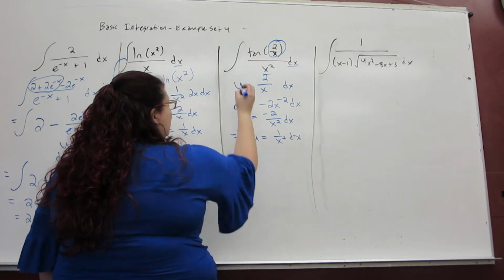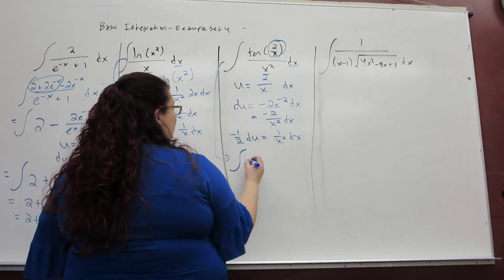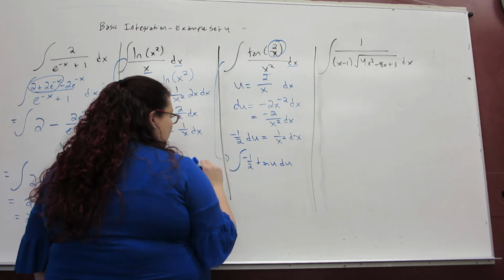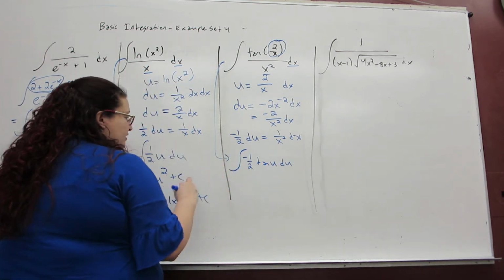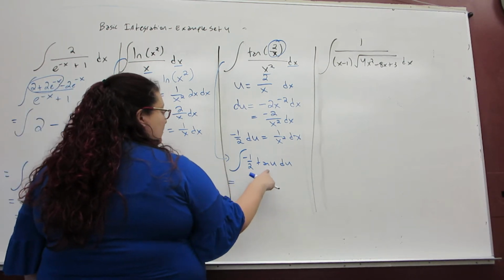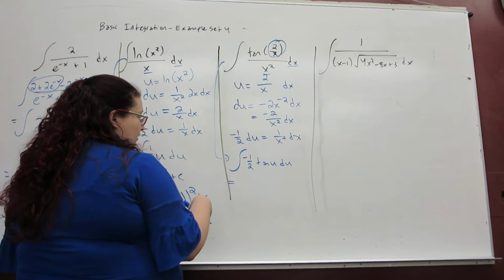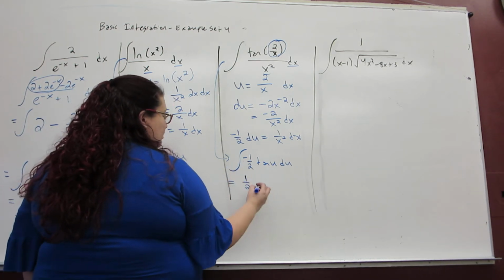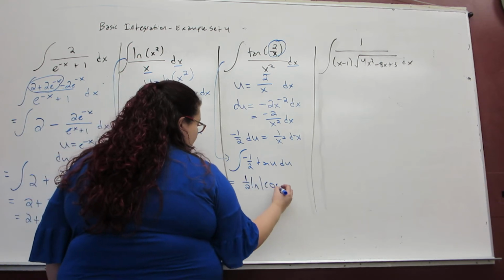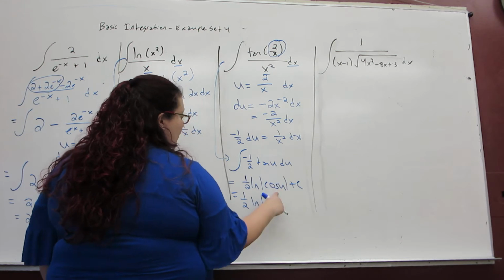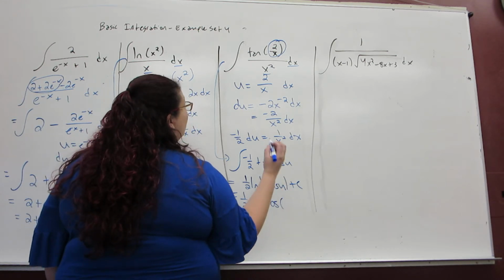My integral then becomes the integral of minus 1/2 tangent of u du. Now, the antiderivative of tangent is a formula we learned back in chapter 4. It is minus ln of the absolute value of cosine, but that minus cancels with this one, leaving us 1/2 ln of the absolute value of cosine u plus c, and then we undo our substitution by plugging in 2 over x.